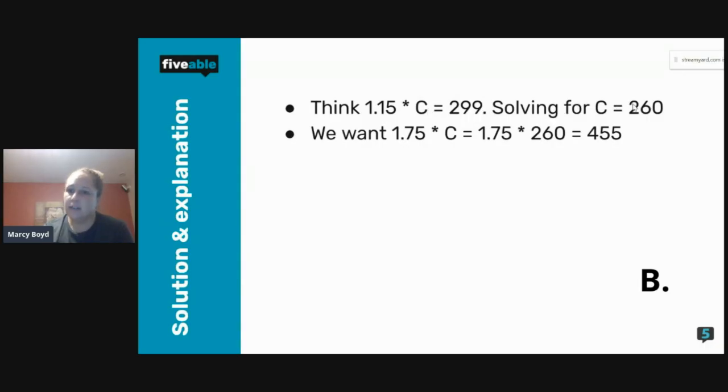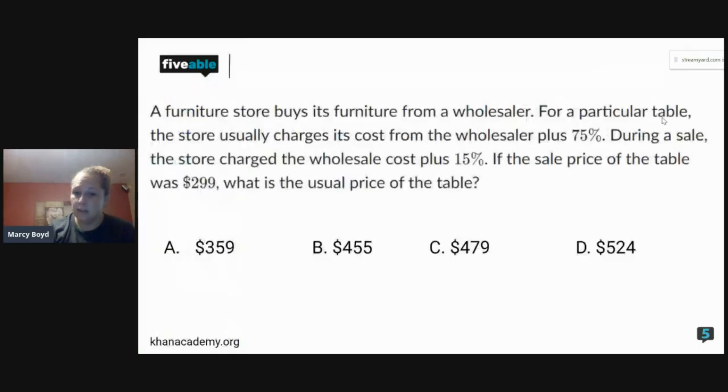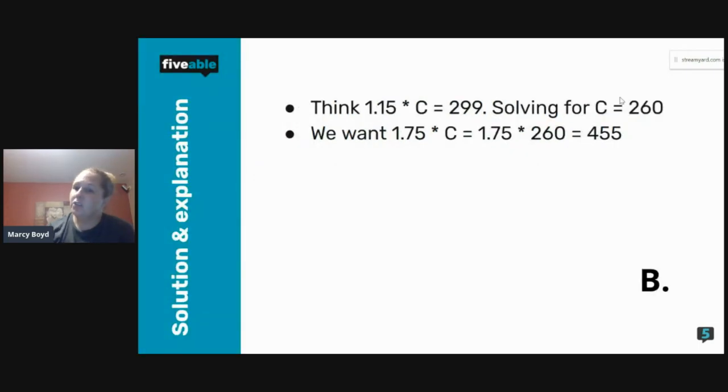So what did the wholesaler charge the company? The wholesaler charged them $260. That's not the answer, right? Which is good. On this one, that wasn't given to us, right? So 260 is what the wholesaler charged us. They want to know what's the usual price.